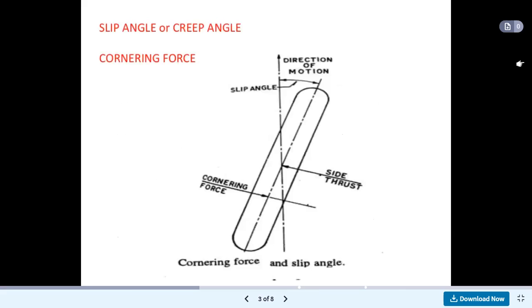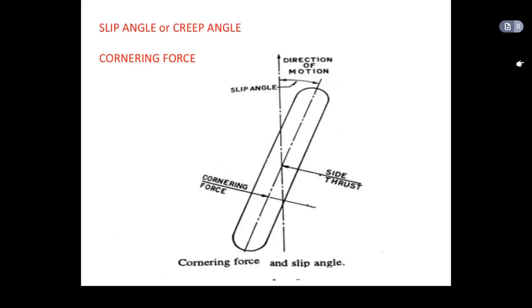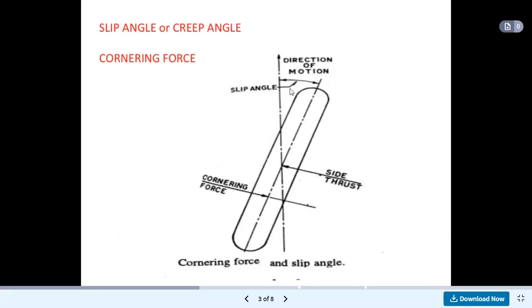For example, if we see this diagram, this is the cornering force and slip angle. Generally this is the vertical axis, and this is the tire axis. This is the direction of motion, and the angle between the direction of motion and the tire axis is called the slip angle. Side thrust is shown in this diagram, and this is the cornering force.